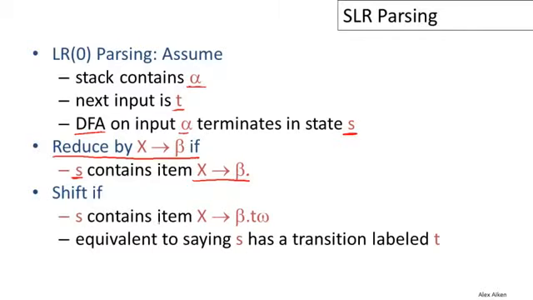The other possible move is a shift. If we wind up in a state where x goes to beta dot t, and then some other stuff, is a valid item, what does that say? That says that it would be okay at this point to add a t to the stack, and if t is our input, well, then we should do a shift move.